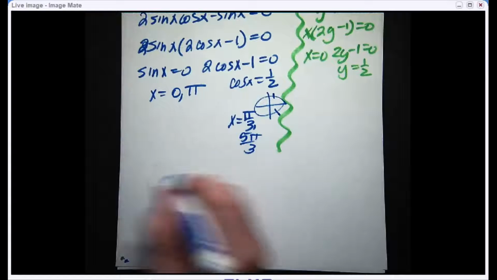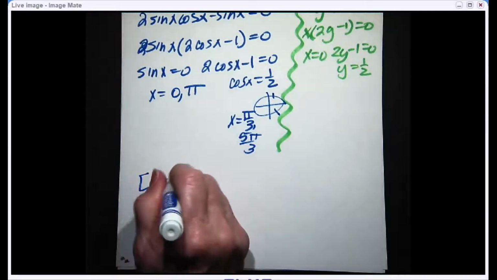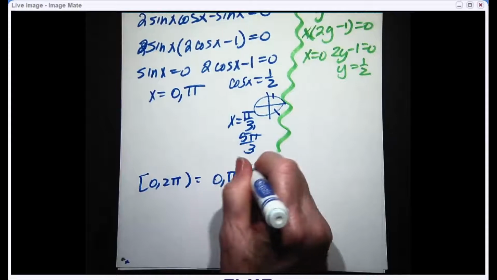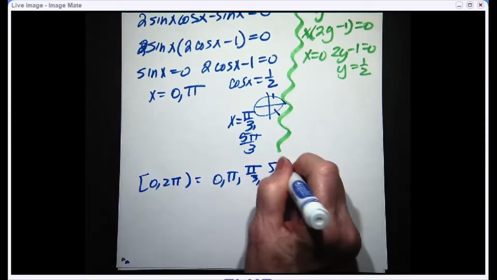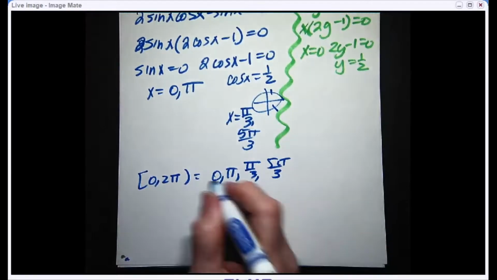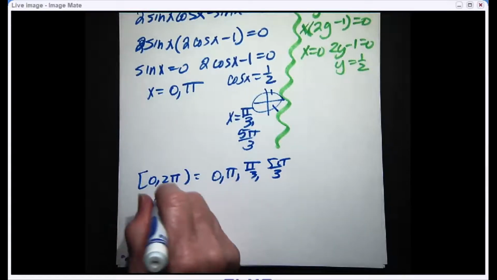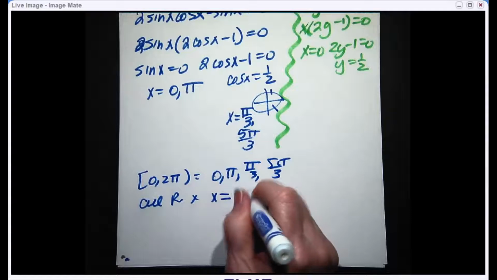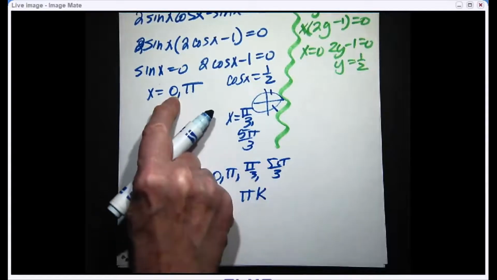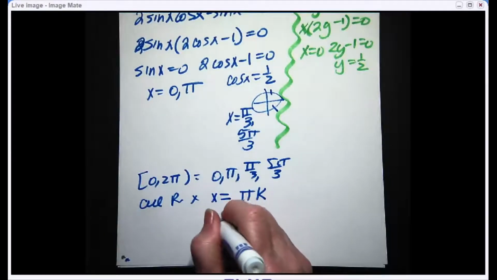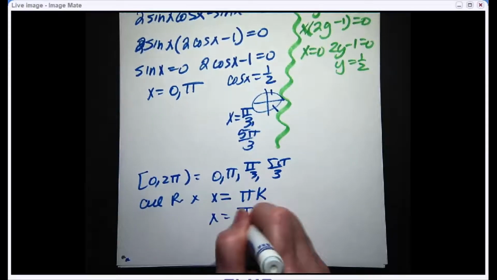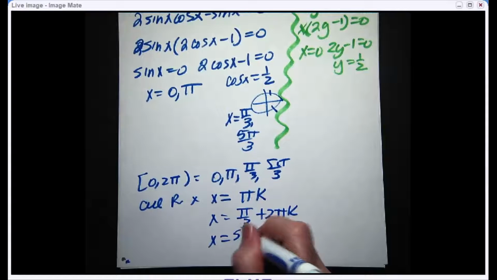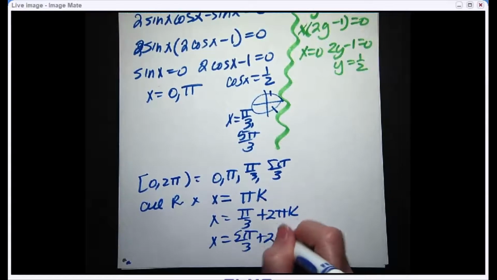So if I ask you for answers in 0 to 2 pi, you would tell me 0, pi, pi over 3, 5 pi over 3. If I said, what would it be in all real numbers? It would be x equals pi k, so that would be 0 and pi. And then x equals pi over 3 plus 2 pi k, and x equals 5 pi over 3 plus 2 pi k.